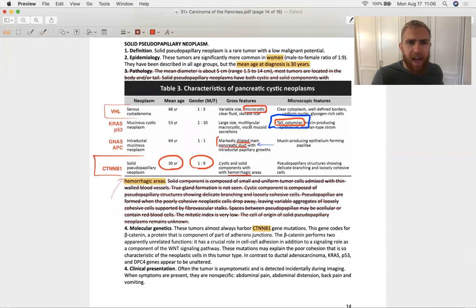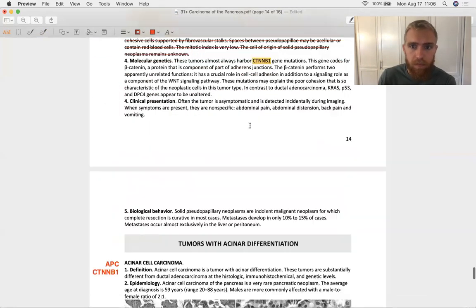Then we talk about the last one, solid pseudopapillary neoplasm. What do you need to know? They're going to give you a 30-year-old woman if they want to talk about this, 32, 34, 28. She's going to have a beta-catenin mutation, and she's going to have this cyst that, again, is about the size of a golf ball, and it's solid, and it's hemorrhaging. That's it.